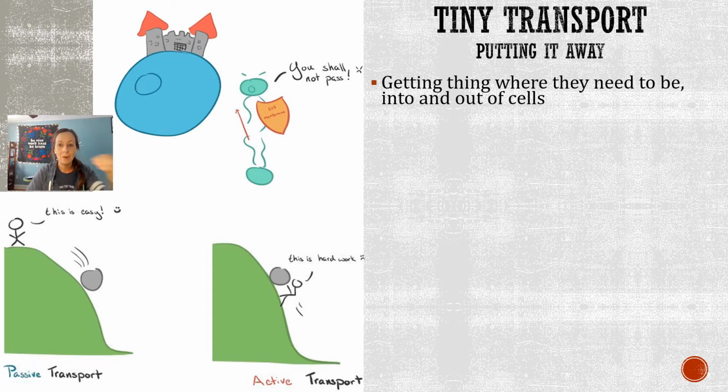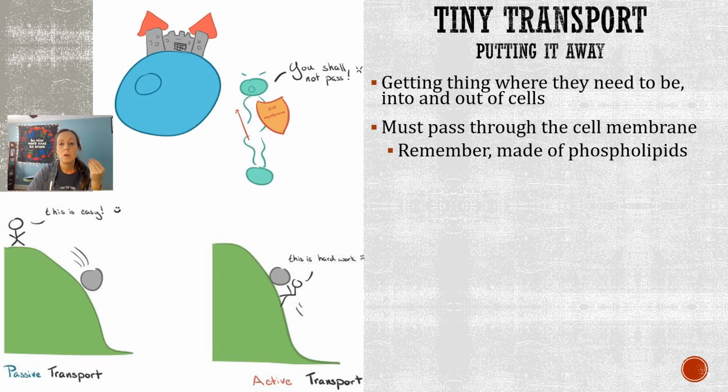So into and out of the cell, because we know all function starts at the cell. So they must pass through the cell membrane. That's our guard made of phospholipids, right? In this picture up here, we have this picture up here that says, "You shall not pass," right? These are our phospholipids and they're guarding our cell. Okay, so this is our guard way. We have to get through the phospholipids, and there's a couple different ways we do that.